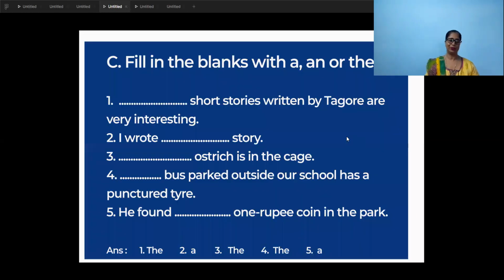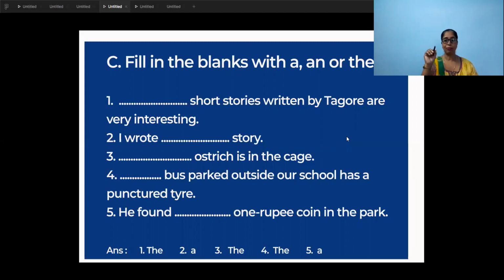Okay? So, now that you have understood the use of the, let's do this simple exercise. It is there, children, in your textbook. So, turn over the page, ready with pencil in your hand. Let's read, understand, and do it. Fill in the blanks with a, an, or the. Number 1. Dash short stories written by Tagore are very interesting.